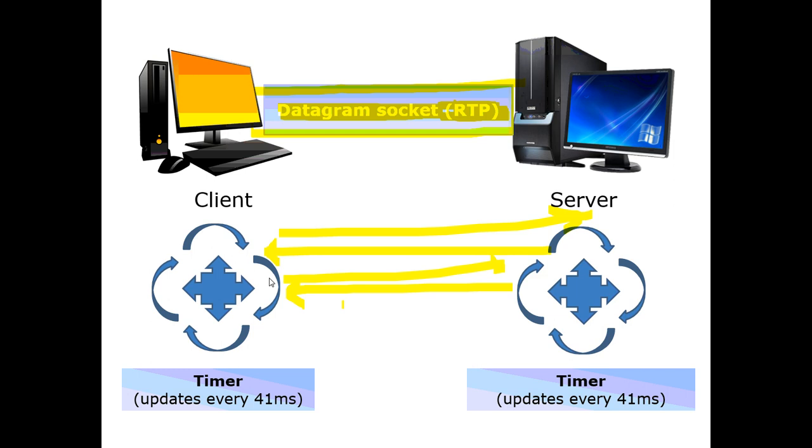You all know that video is nothing but a collection of images. For 1 second there will be 24 images exchanged. That will give you an illusion that it is a video. So the client is going to request 24 images for 1 second, and the server is going to respond with 24 images within 1 second.